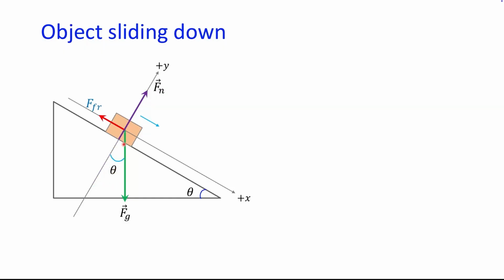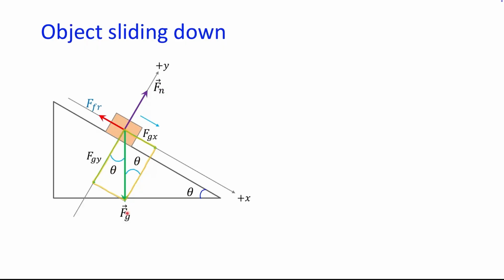The force of gravity is neither along the x-axis nor along the y-axis, so we need to find its x and y components. Let us draw the x and y components of gravity. This is the x component of the force of gravity, and this is its y component. In this rectangle, this angle is same as this angle.